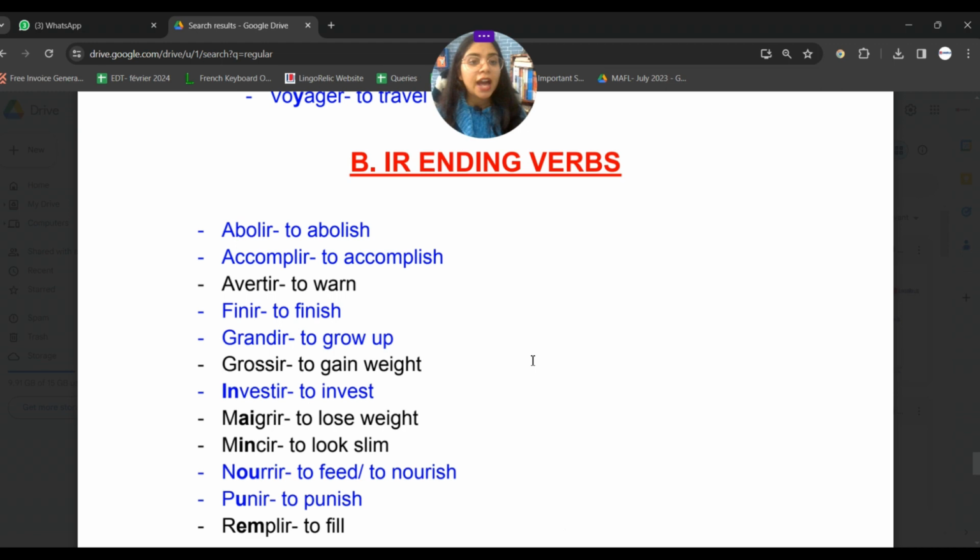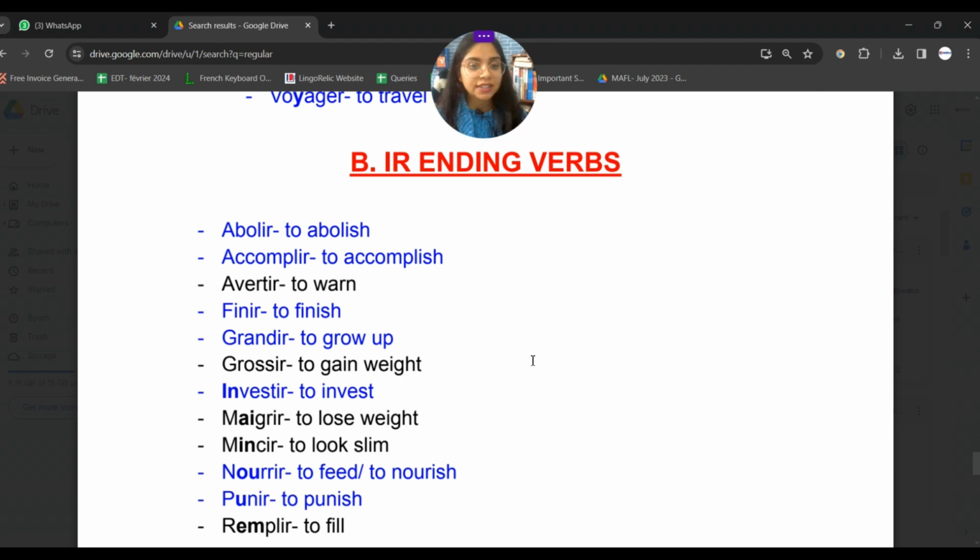Now we have a tiny little list for learning IR ending regular verbs. So let's go. Abolir, to abolish. Please mind you that all of the IR group verbs are going to be sounded as ir in the end when they are in their infinitive form. Abolir, to abolish. Accomplir, to accomplish.